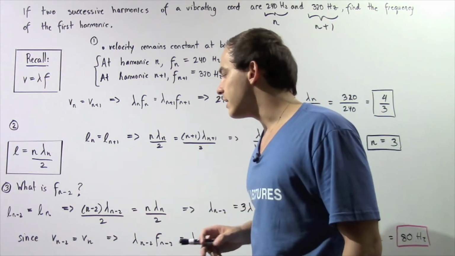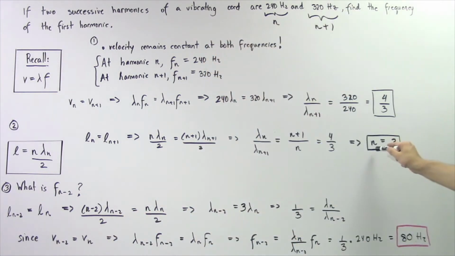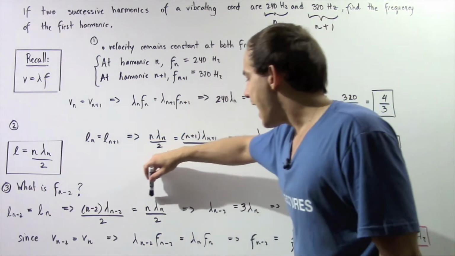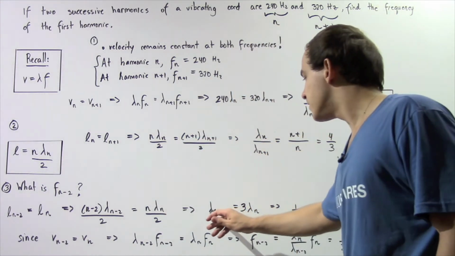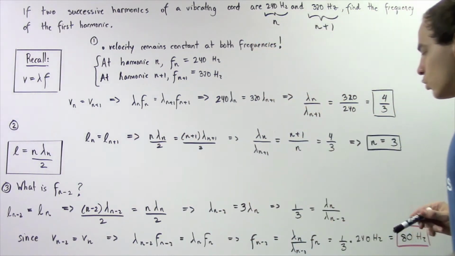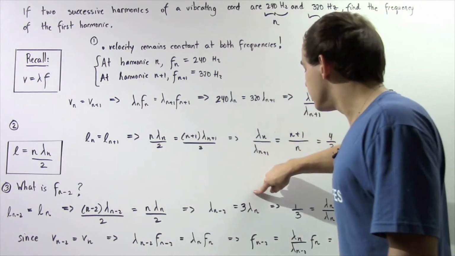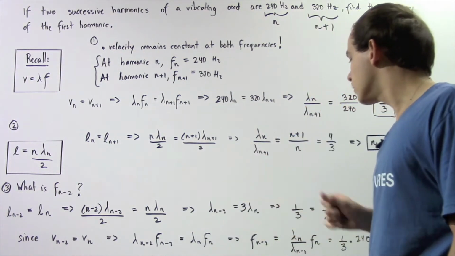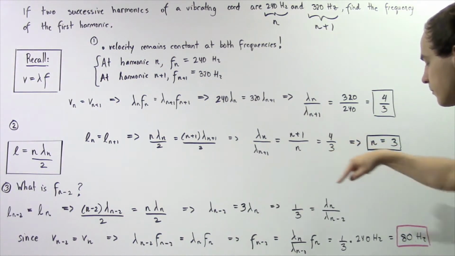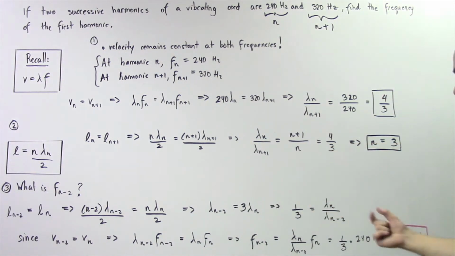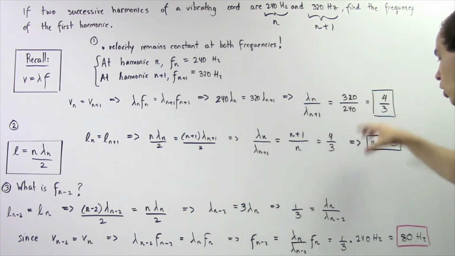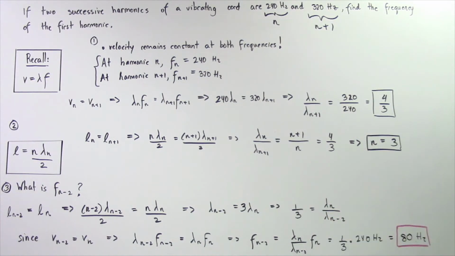Once again, the 2's cancel, and now we know that n is equal to 3. So we have 3 minus 2, which is 1, and n is simply 3. So lambda n minus 2, our wavelength at the first harmonic, is equal to 3 times the wavelength at the third harmonic, or at the nth harmonic. We simply replace n with 3. So now we see that 1/3 is equal to the ratio of our wavelength at the third harmonic to the wavelength at the first harmonic.